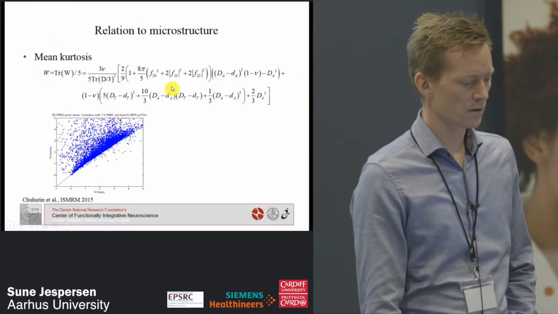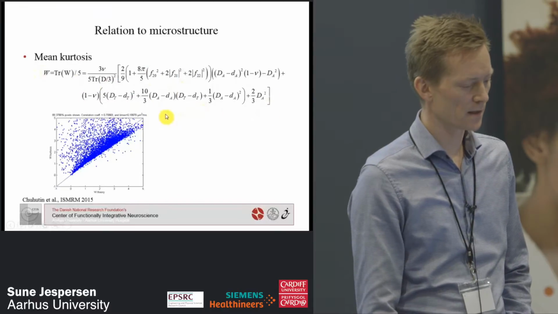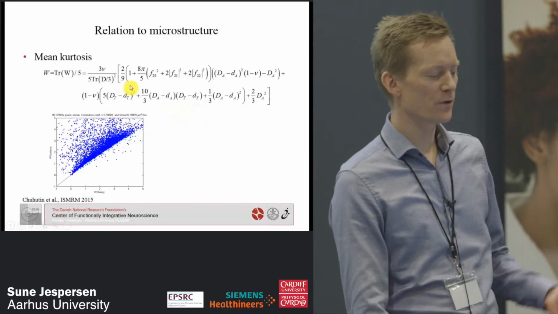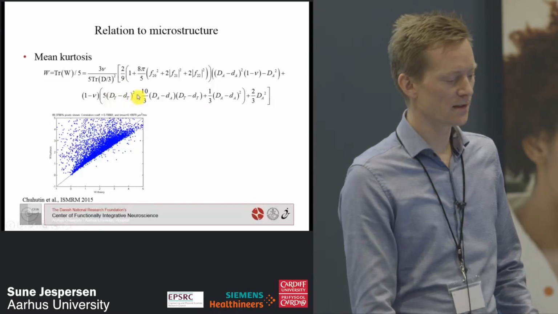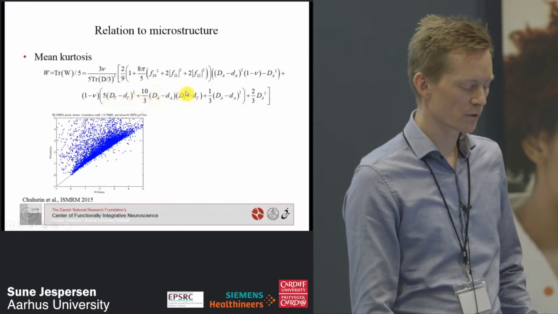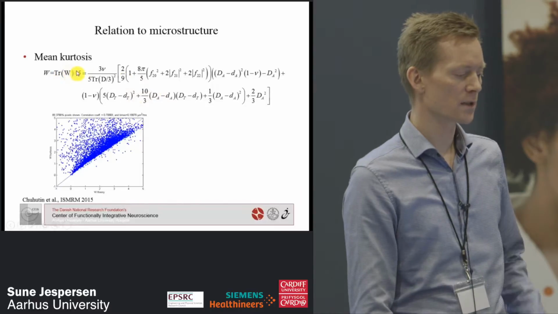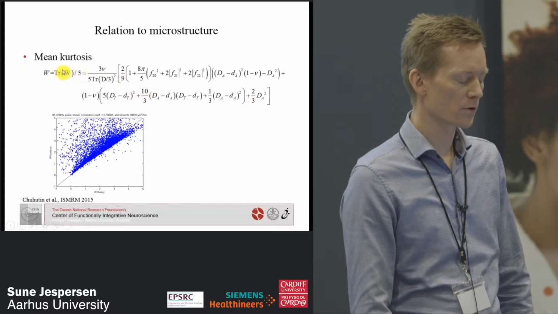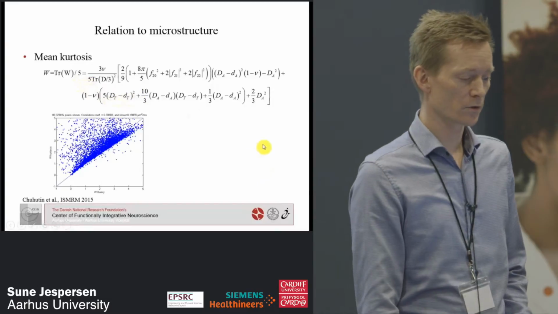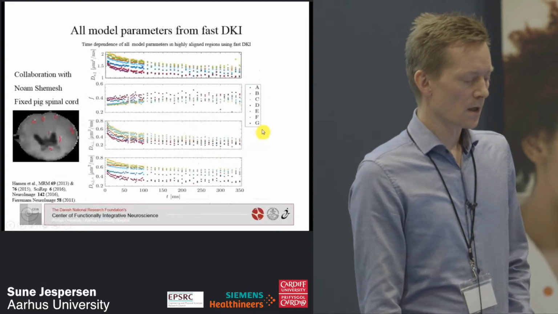But this relation looks quite complicated, and it's not very easy to invert it and get these internal model parameters from the measured kurtosis tensor. This is just the mean kurtosis tensor. You have the mean of the kurtosis tensor, and you have all the other elements of the kurtosis tensor as well, of course.